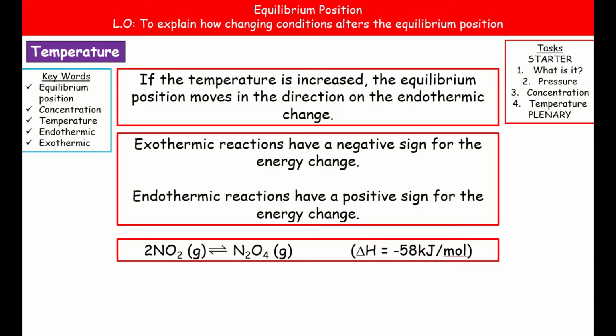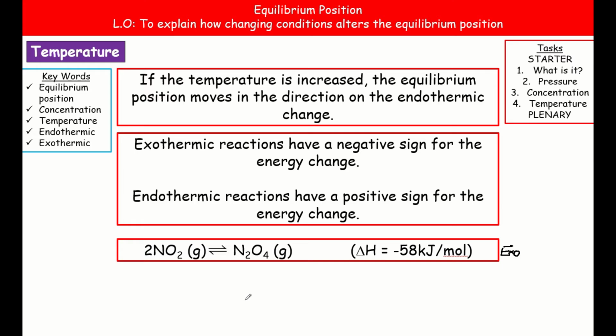If we have a look at our chemical equation down at the bottom here, then we're going to work out what's going to happen if we increase the temperature to the equilibrium position in this case. So the first thing we need to do is look at the energy change, so the delta H value. And in this case, it's minus 58 kilojoules per mole. So if it's a minus in front, then we know that that is an exothermic. So that one we know is exothermic, and that will be for the forward reaction.